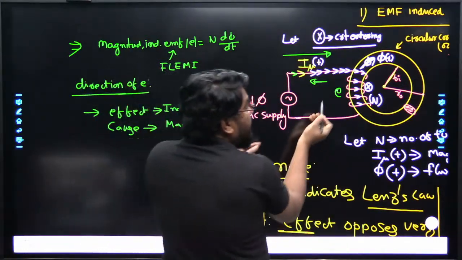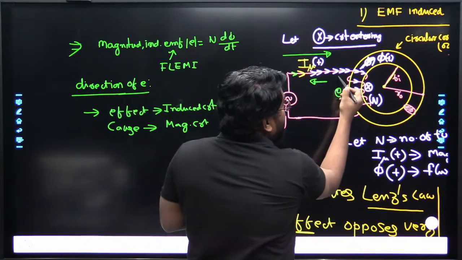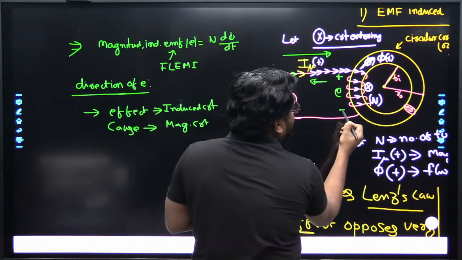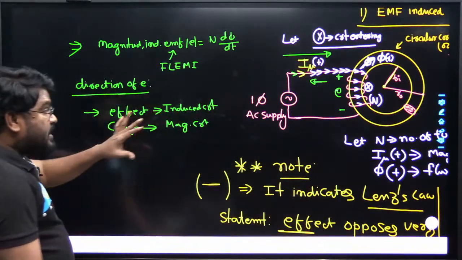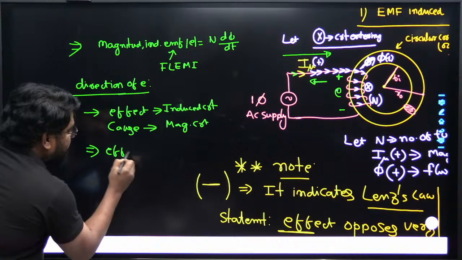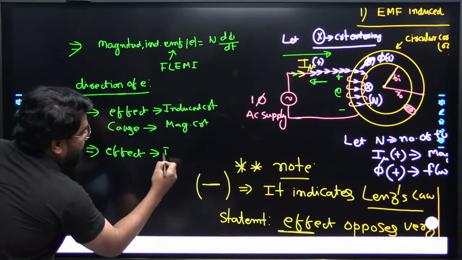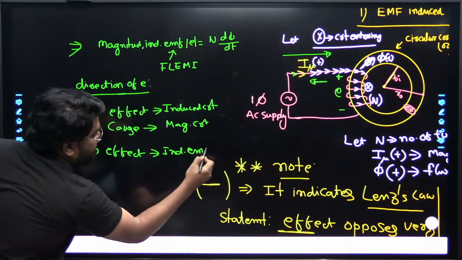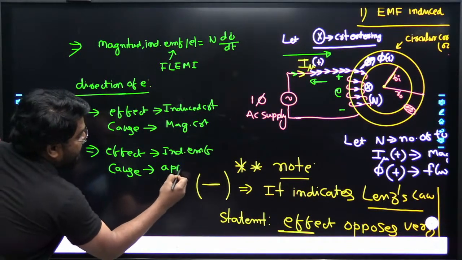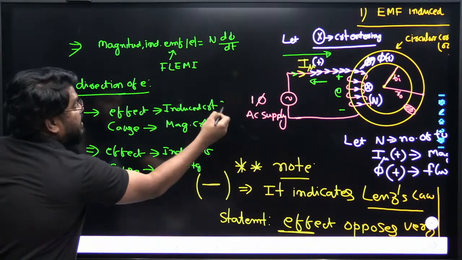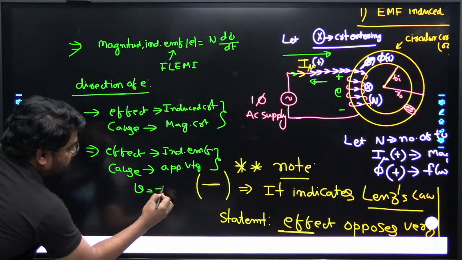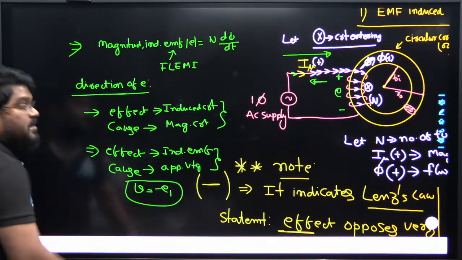So therefore, in order to oppose, what about these polarities? This E will become plus and minus. I will give one more example. Suppose another example here: the effect is the induced voltage, the induced EMF, and what about the cause? That is the applied voltage. These are the effect and the applied voltage. So that's why we can write E is equal to minus E1 values.